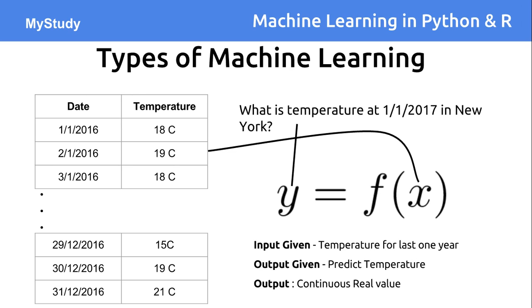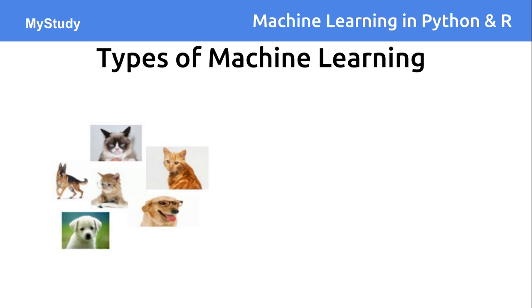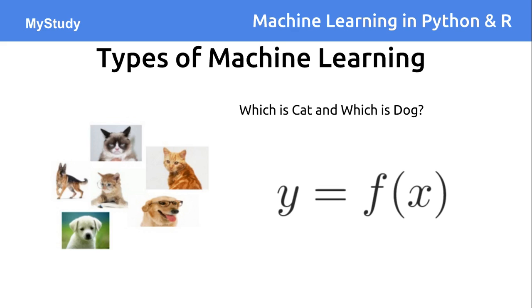So let's keep this problem aside and try to understand one more example. Let's say you have been given a lot of images of cats and dogs. Our task is to find which one is a cat and which one is a dog. Let's define this problem the same way. y = f(x), where x is the input image that has been given, and y is whether the particular image is a cat or a dog.